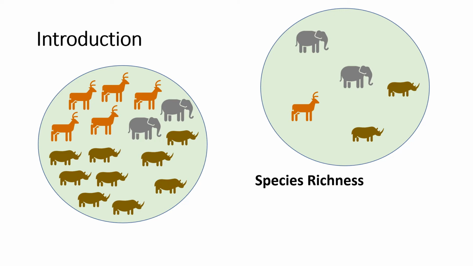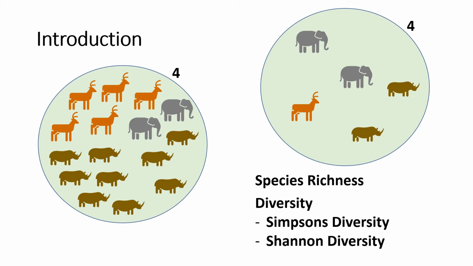For instance, look at these two populations. They both have the same species richness, but despite this, you can tell that there are other characteristics that make these two populations different or unique. There are other measurements that take this into account, including the Simpson's diversity and Shannon diversity.